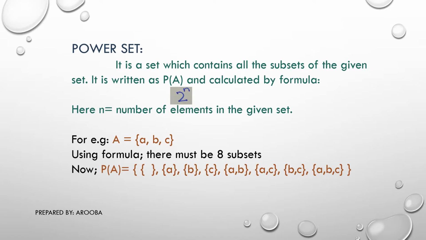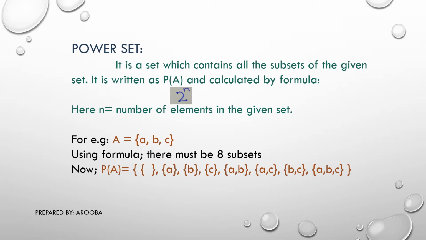Power set. Power set is a set which contains all the subsets of a given set. एक सेट गिवन है हमें A, B and C और हमें इसका पावर सेट बनाना है. पावर सेट क्या होता है? जिसमें तमाम पॉसिबल, ऑल पॉसिबल सबसेट्स आर इंक्लूडेड. एक सेट है जिसके जितने पॉसिबल सबसेट्स हैं वो सारे उस पावर सेट में मौजूद होंगे.